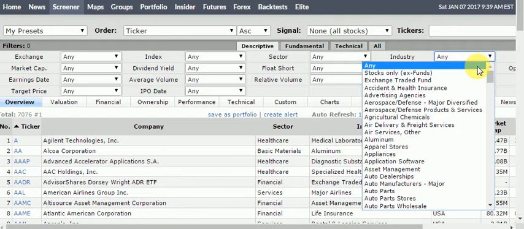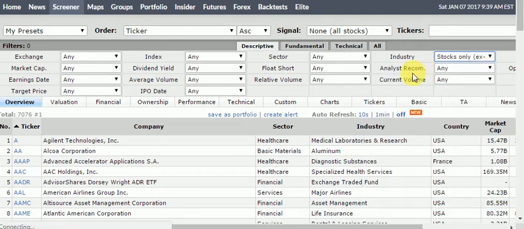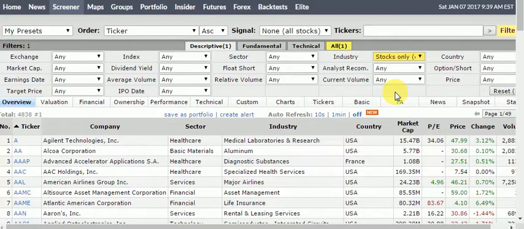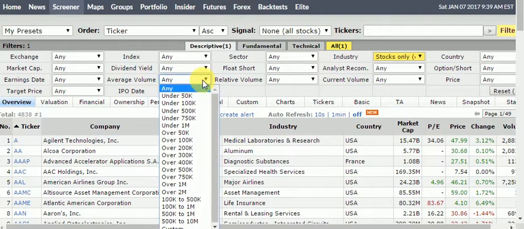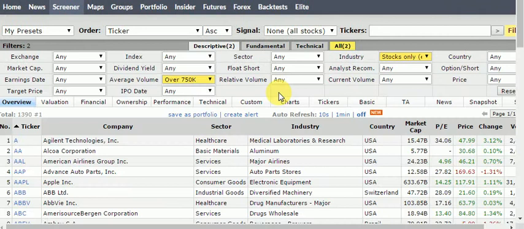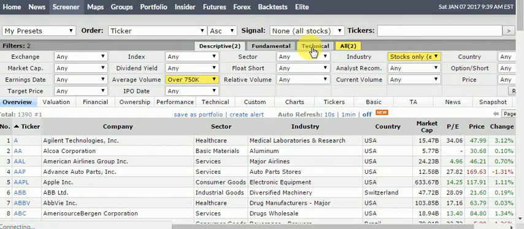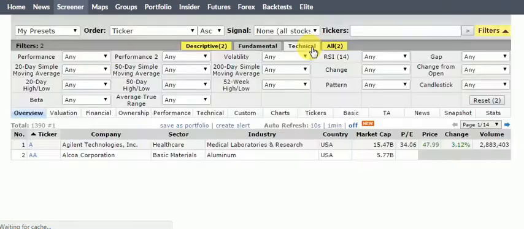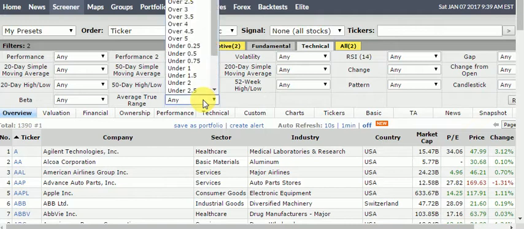So I try to look for stocks only because I don't really trade ETFs. I want to trade stocks. Because I'm looking for opportunities to day trade, I also want stocks to be liquid, right? You don't want to trade stocks which are illiquid. So usually average volume over 750,000 shares. I want to do some technical filters on it as well. I need some ATR. ATR is average true range. So I generally like to look at over 0.75, right?